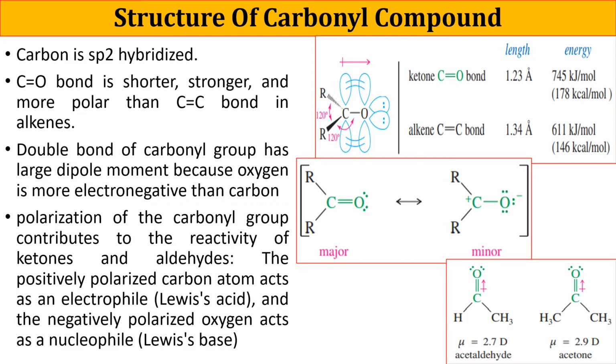The double bond between carbon and oxygen is similar to an alkene carbon-carbon double bond, except that the carbonyl double bond is shorter, stronger, and polarized. The double bond of the carbonyl group has a large dipole moment because oxygen is more electronegative than carbon and the bonding electrons are not shared equally. We can use the resonance form to symbolize this unequal sharing of pi electrons.